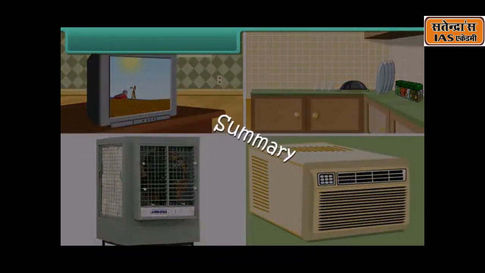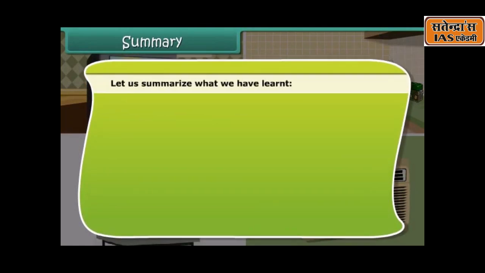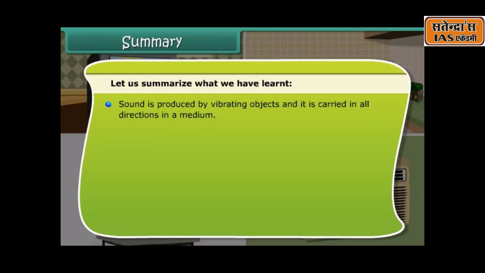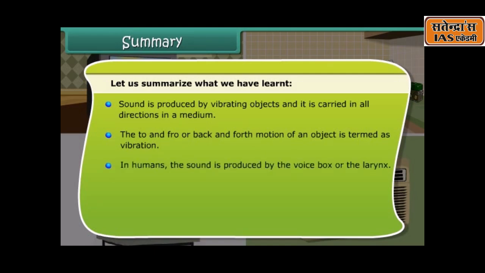Summary. Let us summarize what we have learned. Sound is produced by vibrating objects and it is carried in all directions in a medium. The to and fro or back and forth motion of an object is termed as vibration. In humans, the sound is produced by the voice box or the larynx. Sound needs a medium to travel. The sound cannot travel through vacuum.